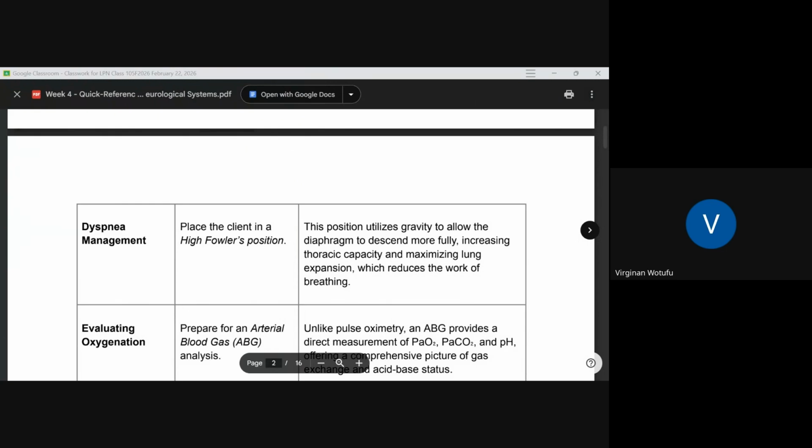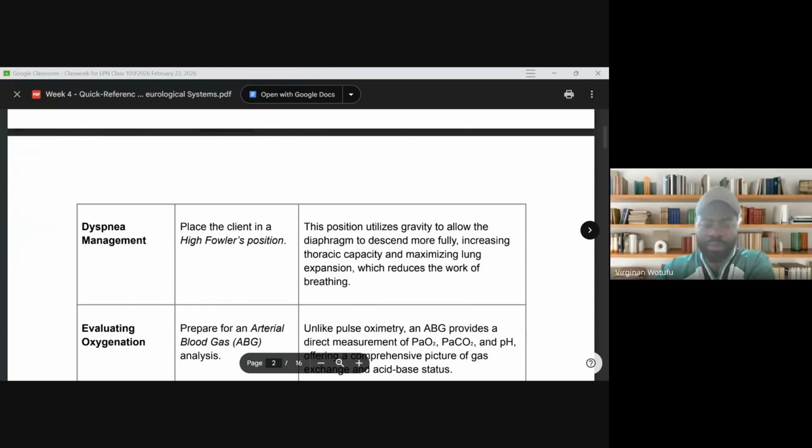So let me see if the video can be stable now, because I don't know if the video is stable.